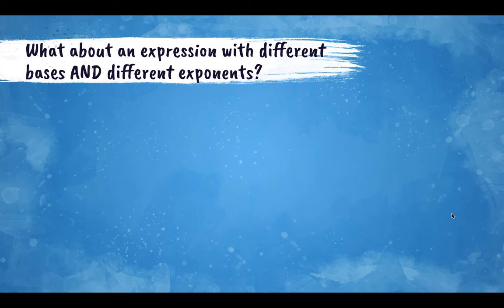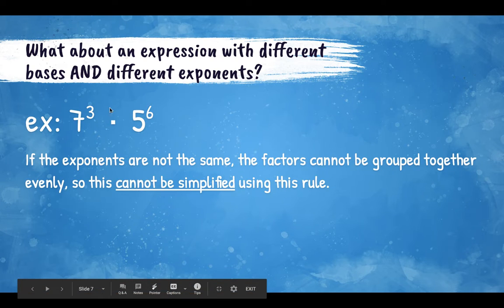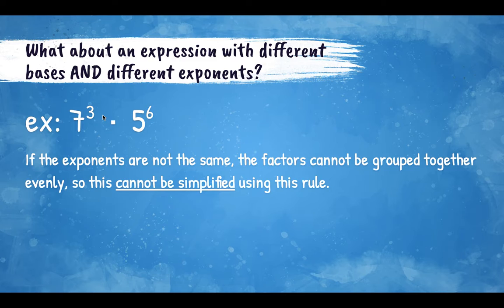So what about an expression with different bases and different exponents? If we have this problem, 7 to the third power times 5 to the sixth power, will this work? No, if the exponents are not the same. So we have different exponents. The factors cannot be grouped together evenly. So this cannot be simplified using this rule.